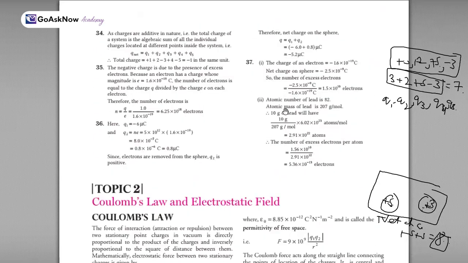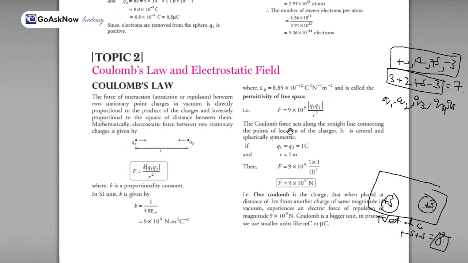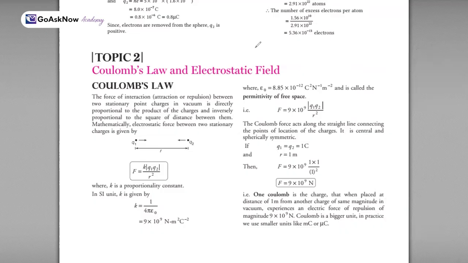Let us move to topic two. The topic two is Coulomb's law and electrostatic field. First of all, I will tell you what Coulomb's law is. It is a very important law, and basically it covers all the basic concepts in this chapter. Coulomb gave it after many experiments, specifying the practical results. So let us focus on what this law says.